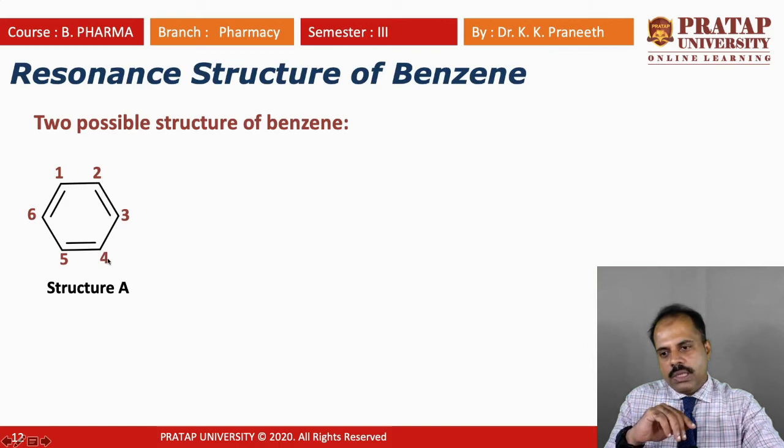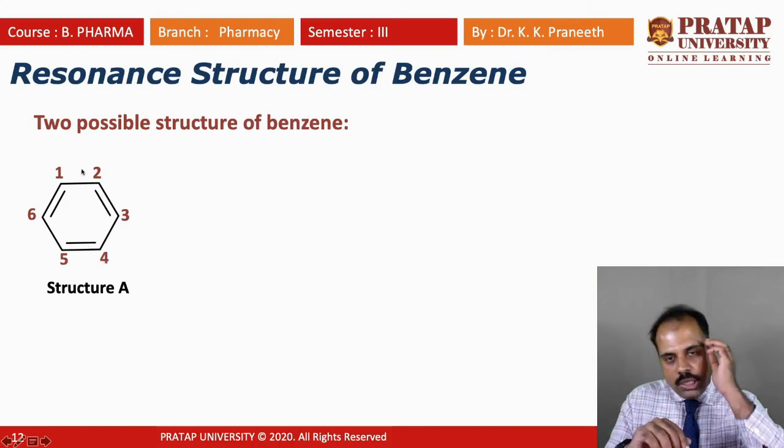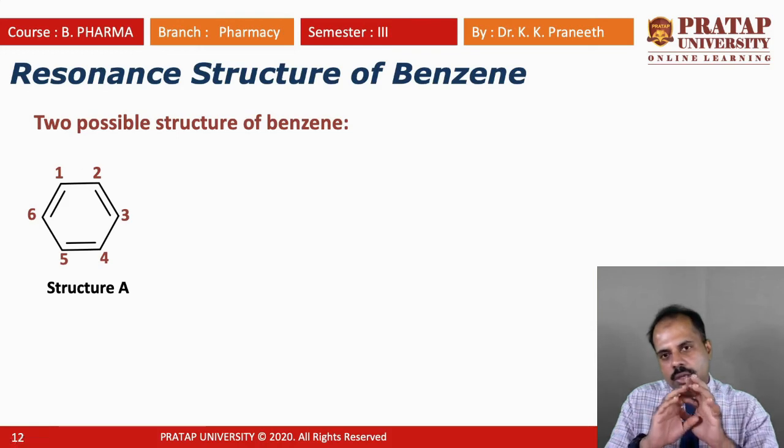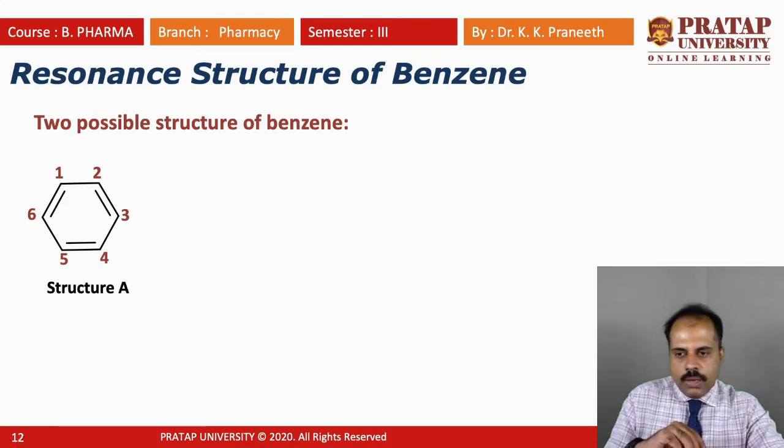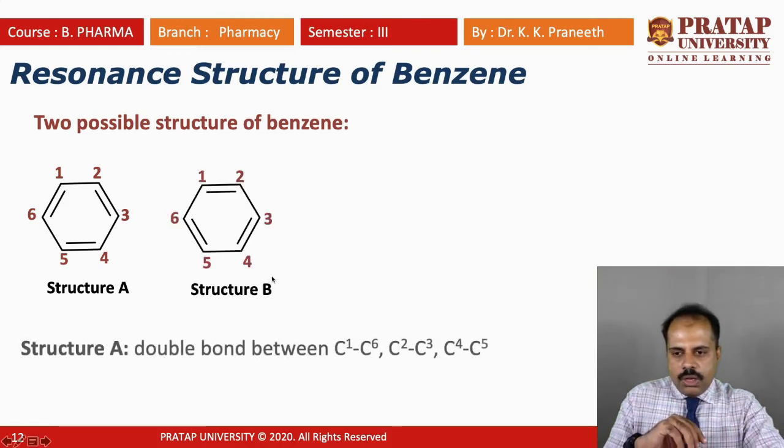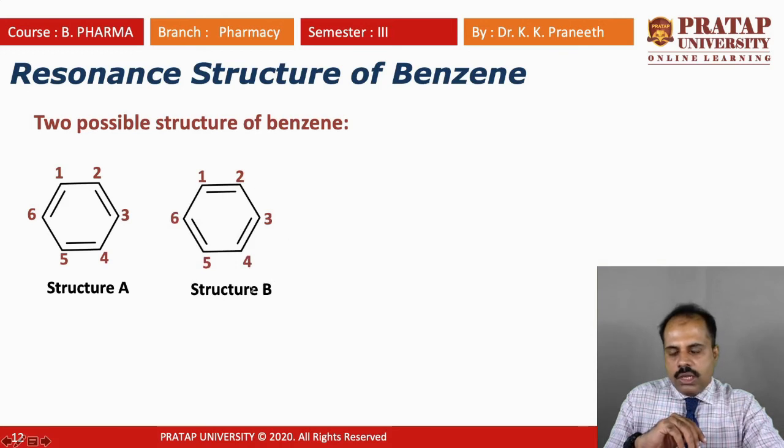This double bond is present between the 4th and 5th carbon. So this number represents the position of the carbon, the numbering of the carbon in this structure. Now let's look at the structure of this structure B. The only difference between structure A and structure B is the position of the double bond. In structure B, the double bond is present between carbon 1 and 2.